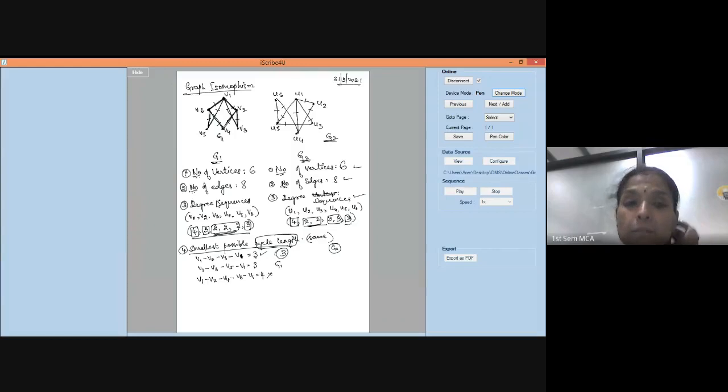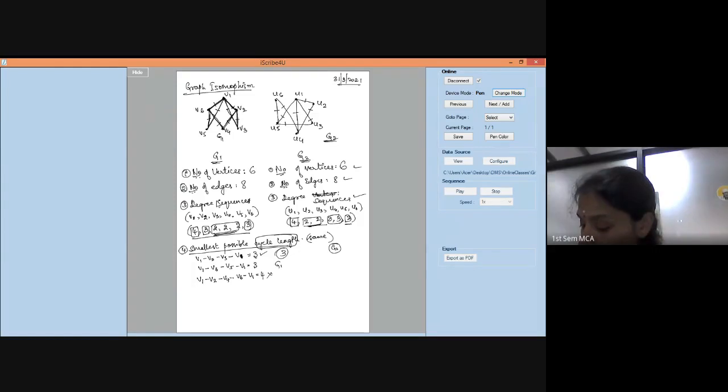If it is there, then we say that this property is satisfied. All right. Now, let us see what are the possible cycles here. U1, U2, U4: U1 to U2, U2 to U4, and U4 back to U1 is one cycle. So the length is 3. Next we have one more cycle, U1, U5, U3: U1 to U5, U5 to U3, and U3 back to U1. So again the cycle length is 3.